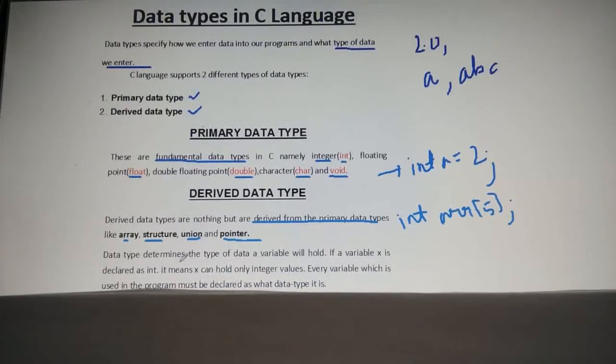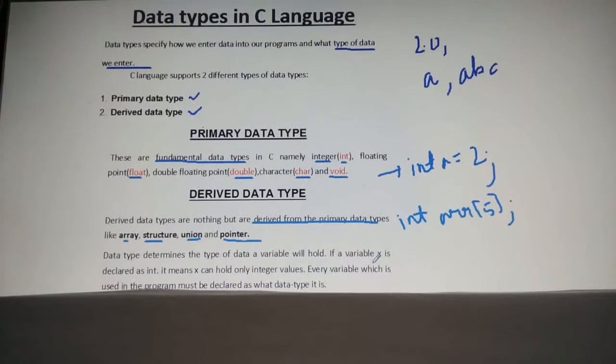Now the data type determines the type of value which a variable will hold. A variable is nothing but an identifier having a specific name. A variable cannot be a keyword. Suppose a variable x is declared as an integer, which means that x can hold only integer values. Every variable which is used in the program must be declared as a specific data type.